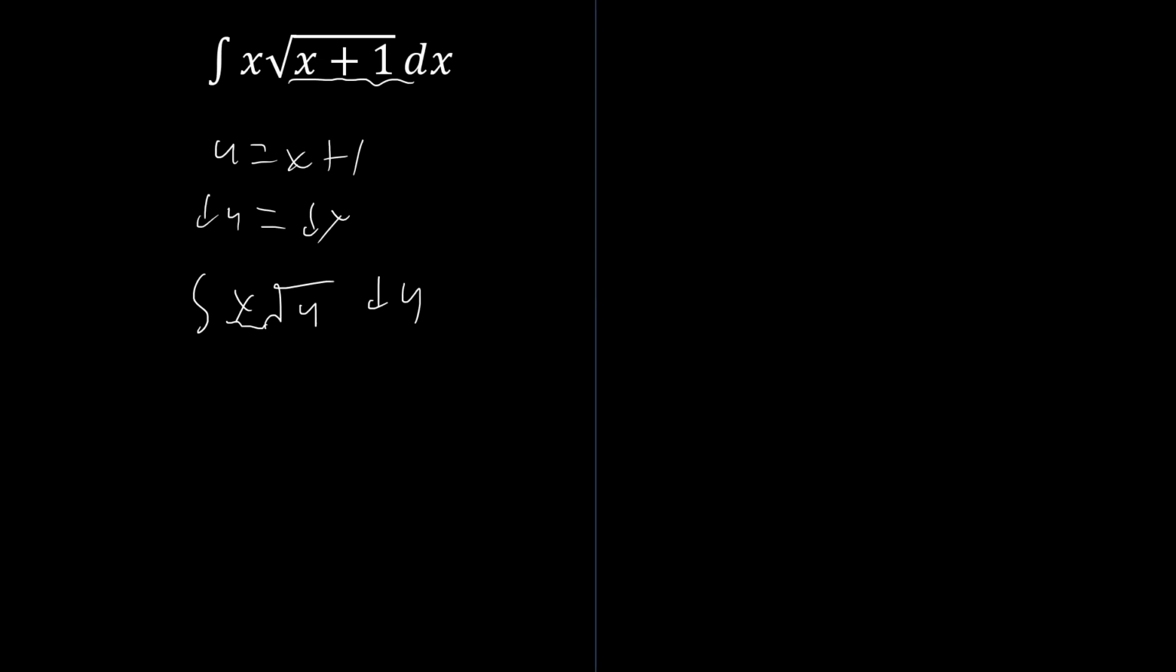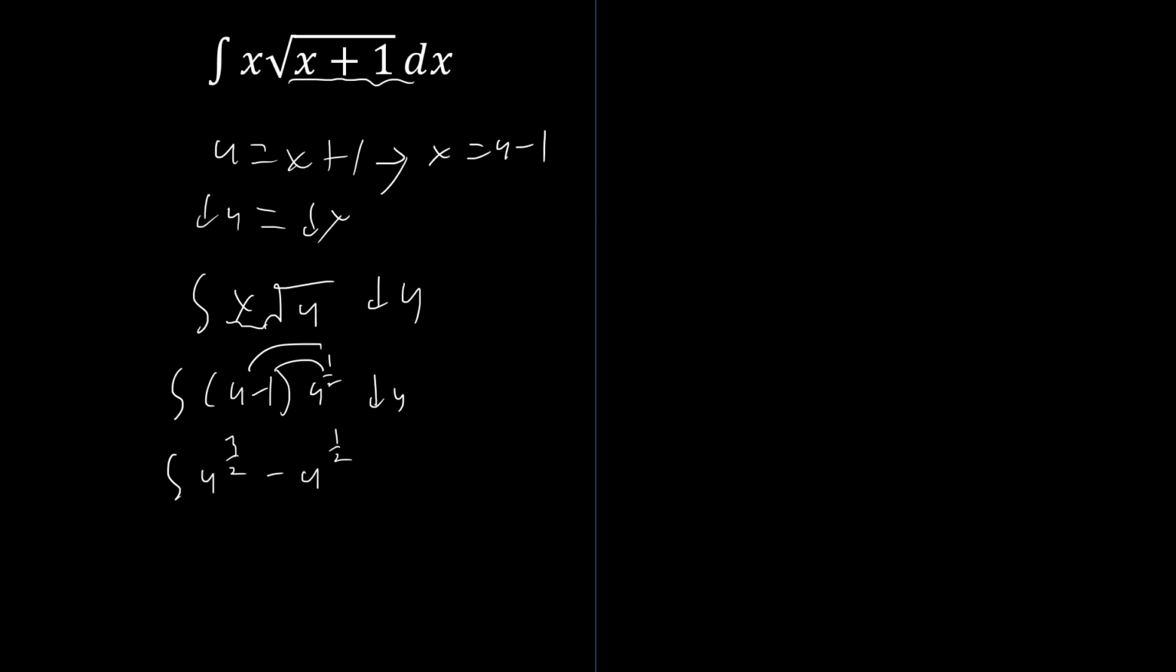Now x, as we said, we can just solve this equation for x and we get x equals u minus 1. So we have the integral of u minus 1 times u to the 1/2 du. So we're just going to distribute: the integral of u to the 3/2 minus the integral of u to the 1/2 du. So here we're going to add 1, and then we're going to multiply by 2/5 and by 2/3.